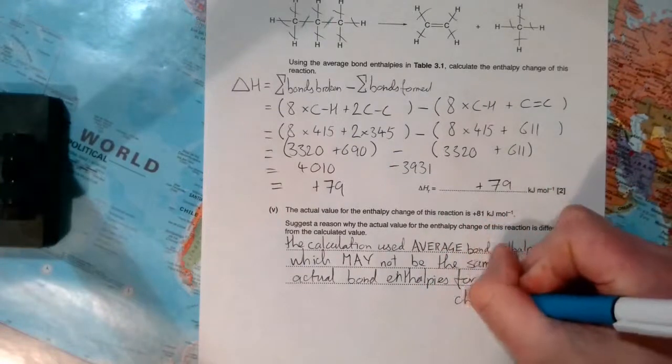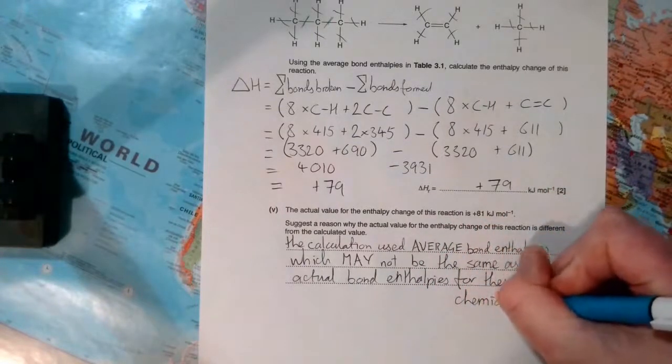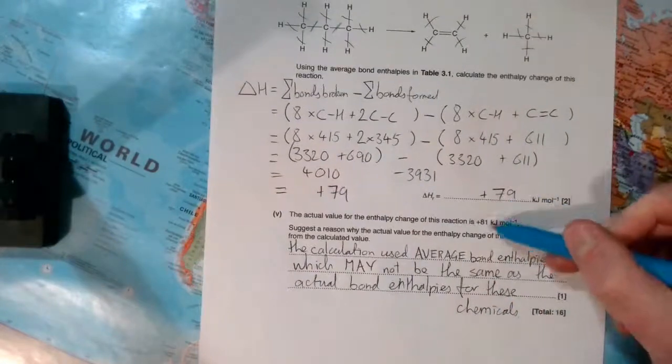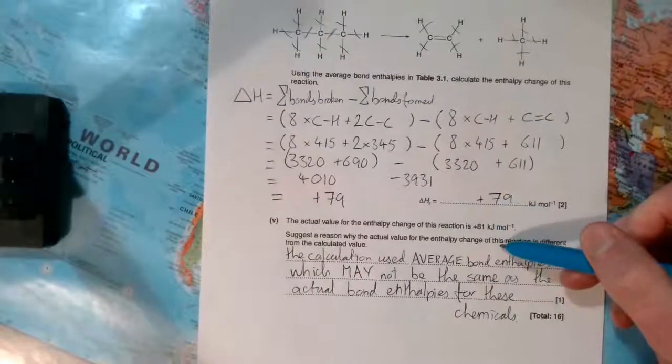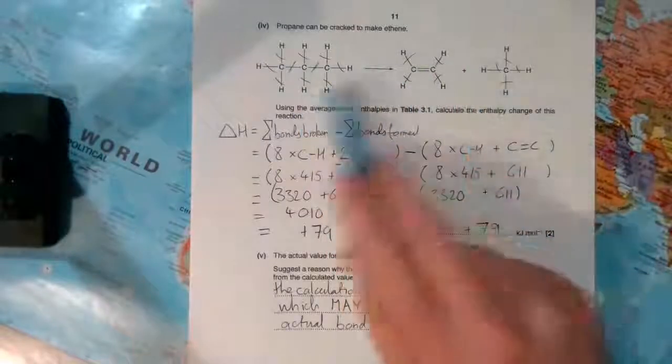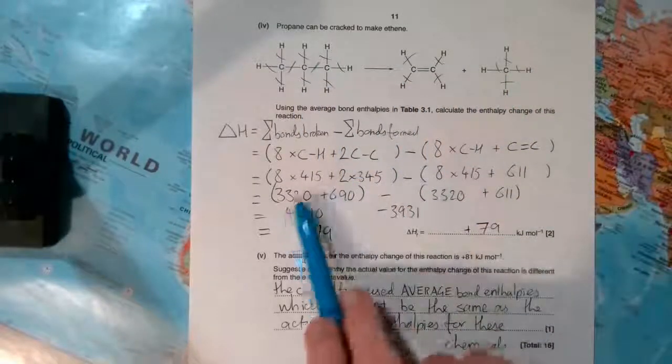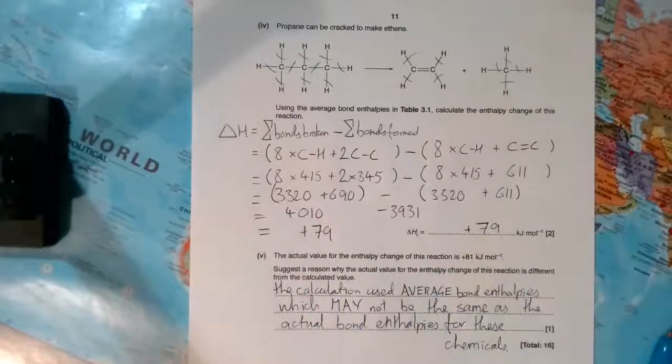And as you can see, it was a difference of plus 2 kilojoules per mole. It wasn't huge, but it certainly shows that somewhere some of these CH bonds were different from 415. Thank you.